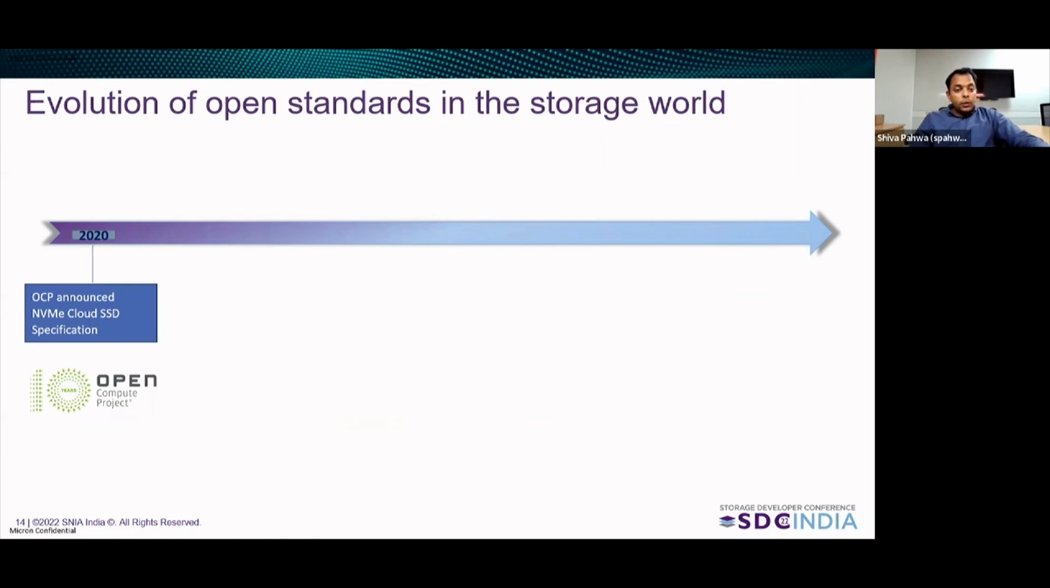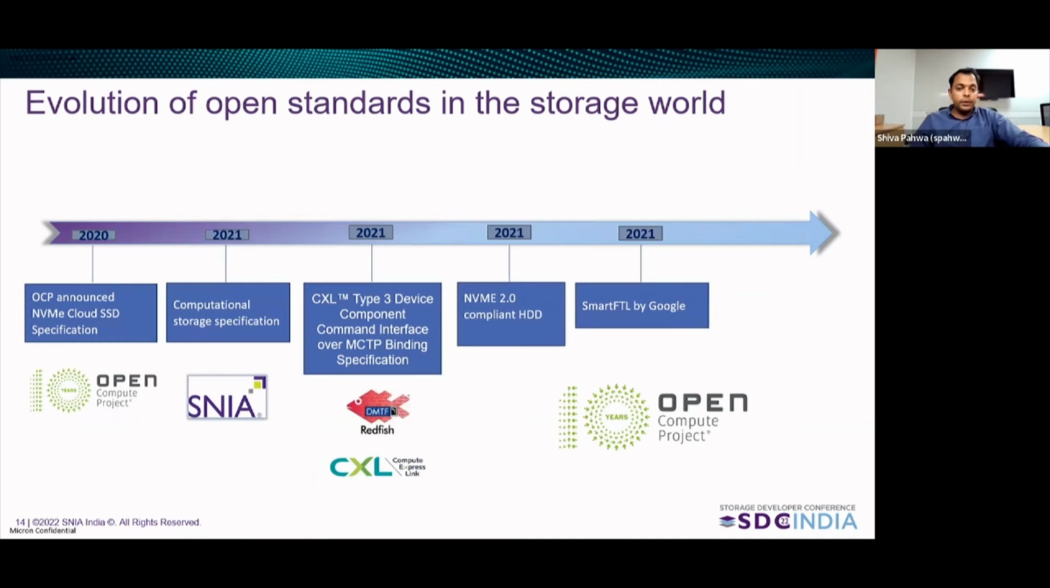In 2020, OCP announced the NVMe Cloud SSD specification. This was primarily for cloud workloads, or they had tailored it for cloud use cases. And computational storage started to evolve. CXL 3.0, which used the MCTP binding protocol to manage devices over fabric, came along. And HDDs became NVMe 2.0 compliant. So this was a huge step forward.